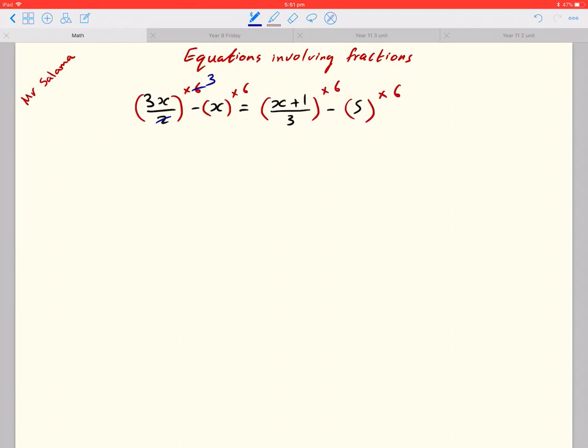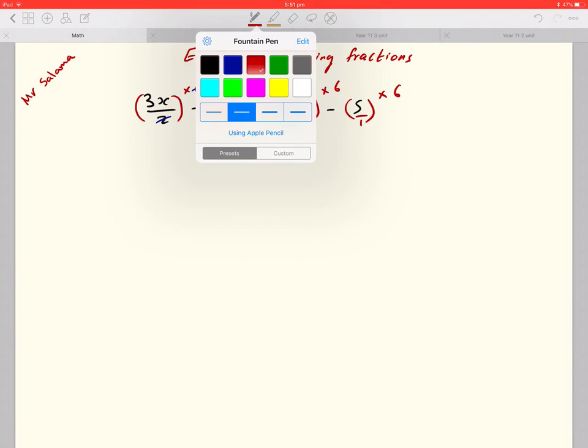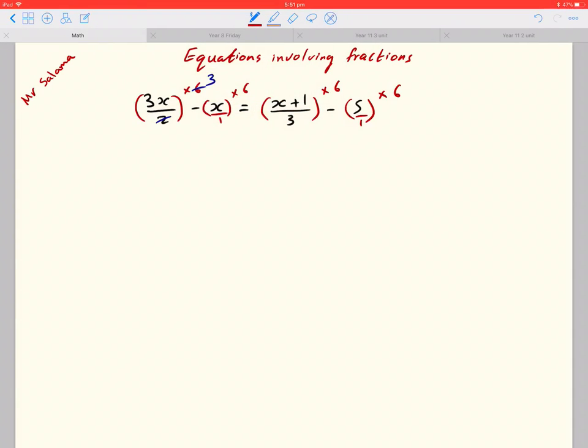It's an invisible 1. So whenever you get a number on its own or a pronumeral with no denominator, always remember it's always over 1. So that it's x over 1 and 5 over 1. So if we go back to our process, 1 goes into 6, obviously 6 times. In the next part, 3 goes into 6, 2 times. And finally 1 goes into 6, 6 times again.